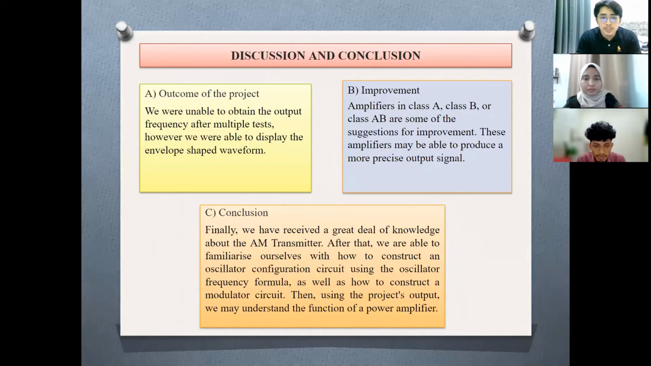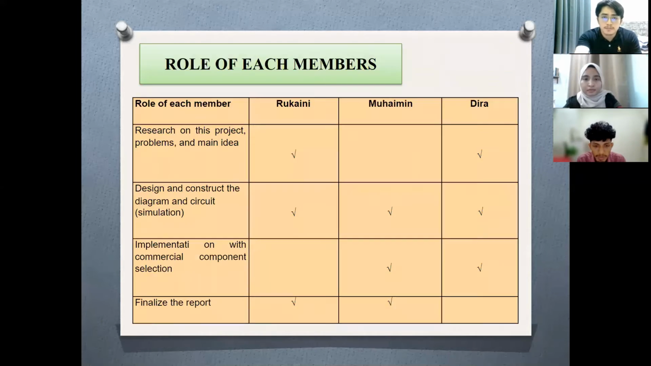Therefore, our conclusion: finally, we have received a great deal of knowledge about the AM transmitter. After that, we were also able to familiarize ourselves with how to construct an oscillator configuration circuit using the oscillator frequency formula, as well as how to construct a modulator circuit. Then using the project output, we may understand the function of a power amplifier.